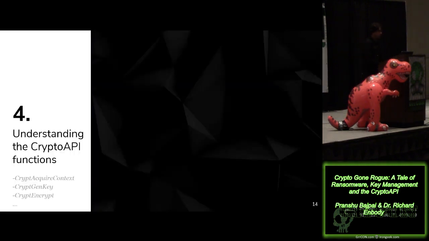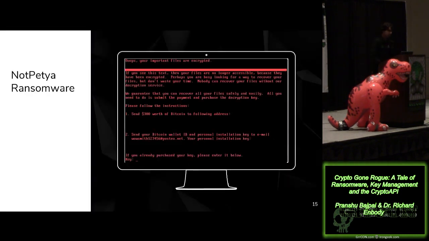So with that, let's try to understand the actual CryptoAPI functions that the ransomware is using. For this, we'll take a look at the NotPetya ransomware. Once the NotPetya ransomware infects a host, this is the ransom message that you're greeted with, and we're all familiar with this screen.